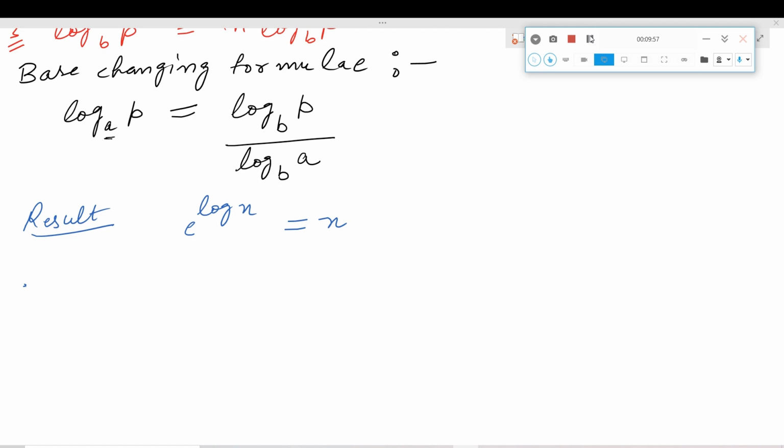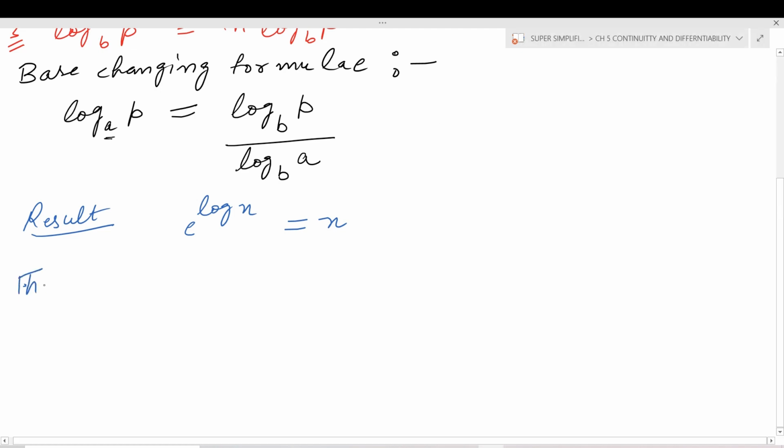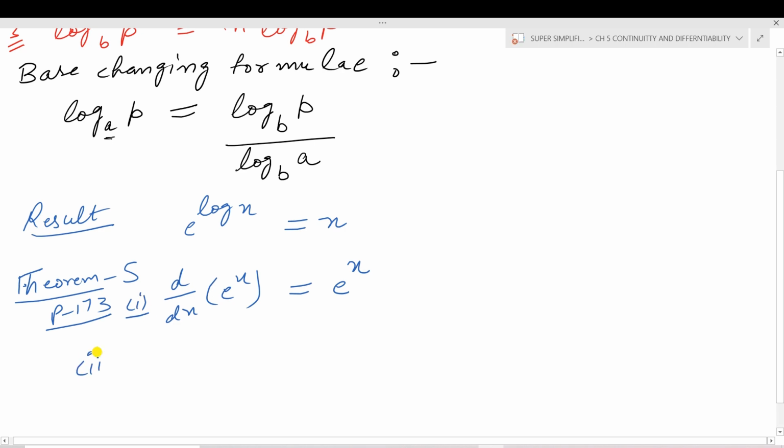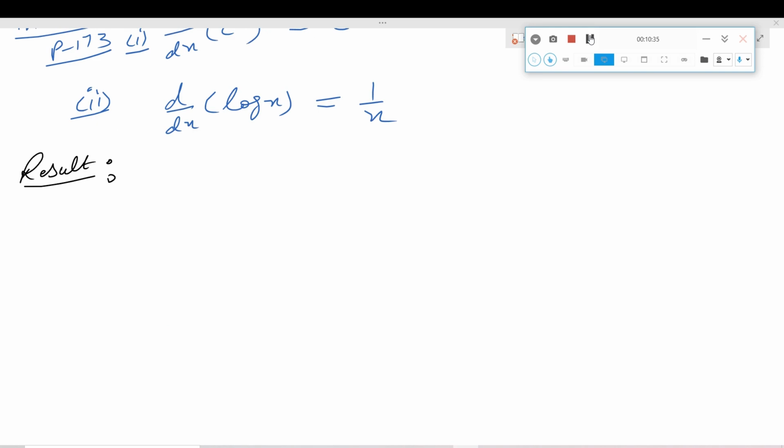And now we move to Theorem 5. Theorem 5 is on page 173 of your textbook, and it gives you the derivative of e raised to the power x. According to this theorem, the derivative of the exponential function e raised to the power x will be e raised to the power x. This is the first part. The second part of this theorem gives us the derivative of the function log x, which is 1 by x. Let us again discuss some results.